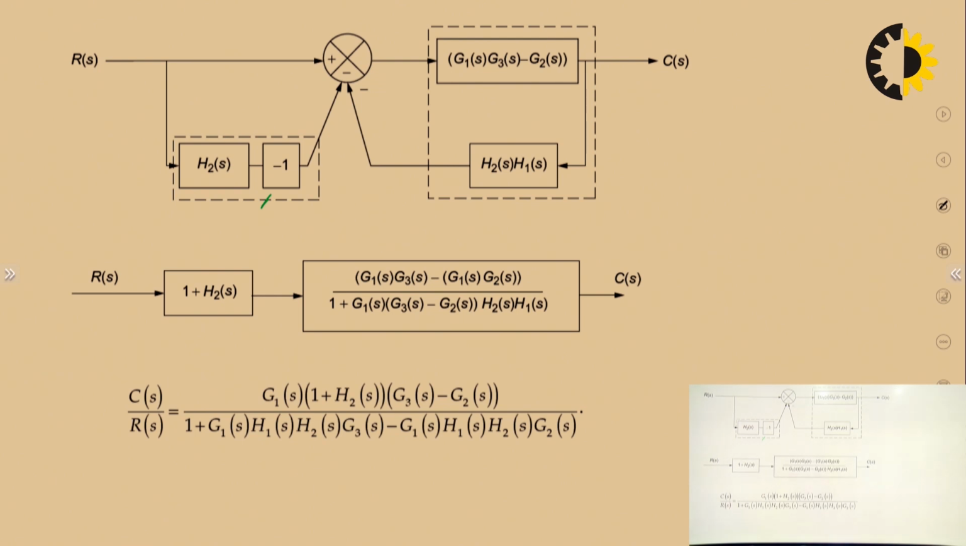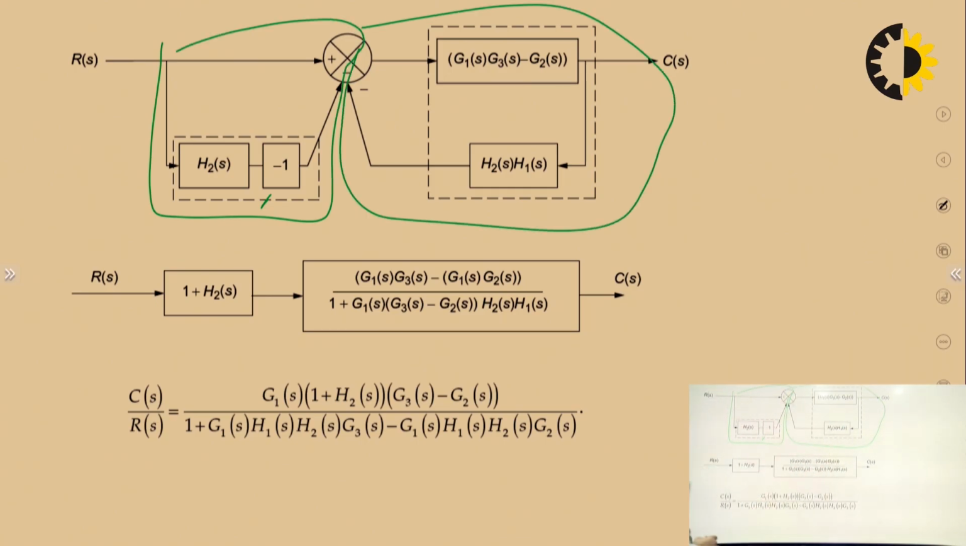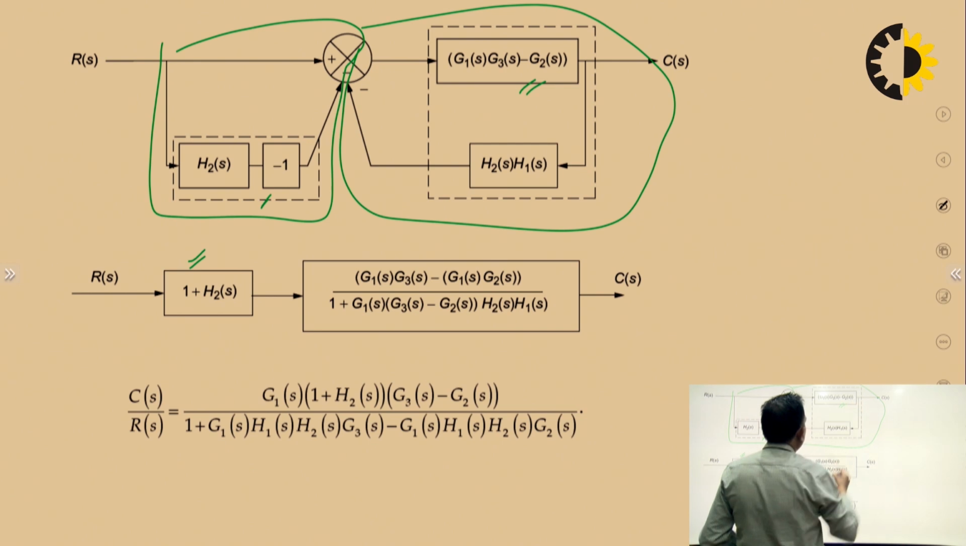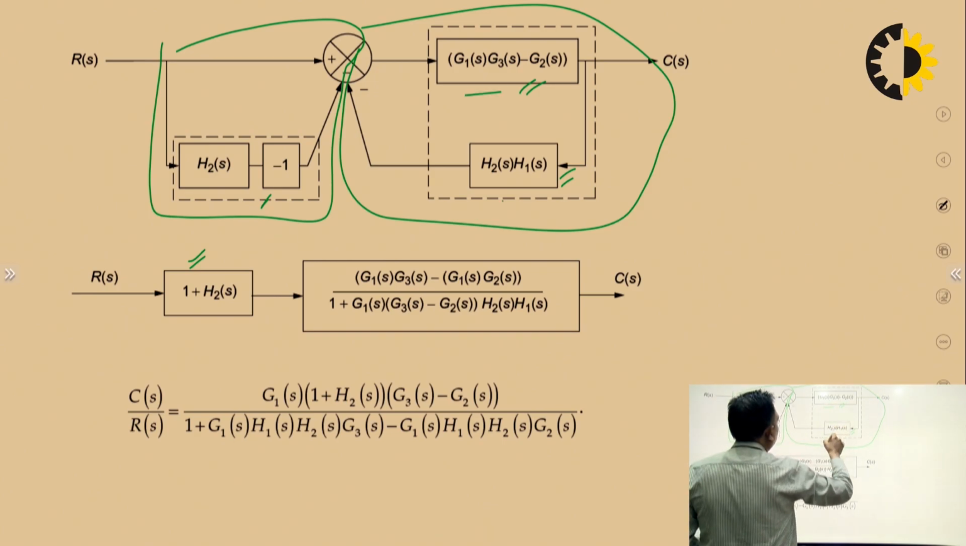Now you can see, if you solve it, one portion is this, another portion is this. You can see here one is coming and also this is coming to here. These two are in parallel, so they will be added. When we add, 1 minus of minus H2(s) will become 1 plus H2(s). And you can see here, this is the forward path and this is basically the feedback path. So we will eliminate it.